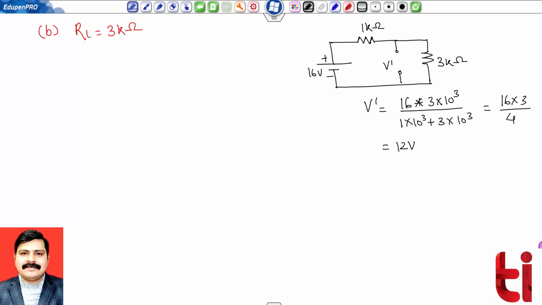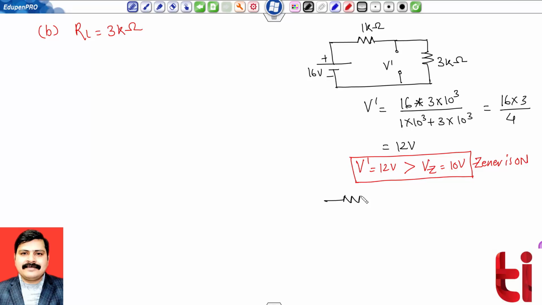And the interesting part is this: now my V dash, which is equal to 12 volt, is greater than Vz, which is equal to 10 volt. So this indicates that my Zener diode is on. My Zener is on. So if Zener is on, let me draw the circuit diagram again by including this condition.